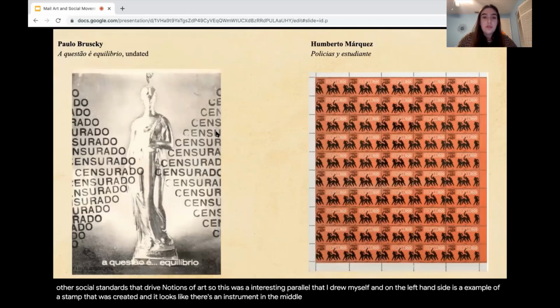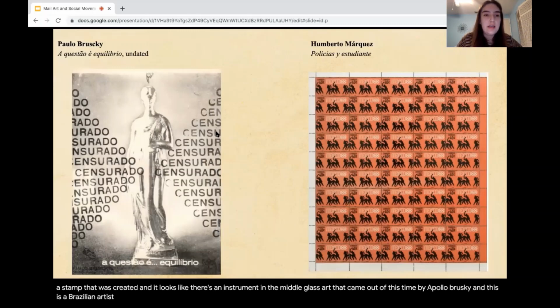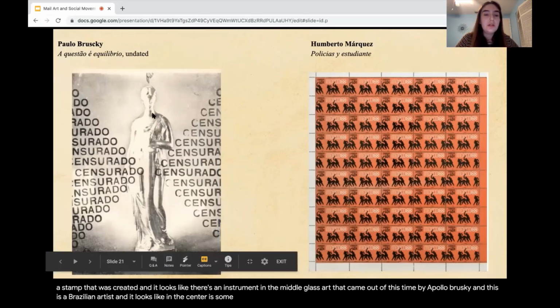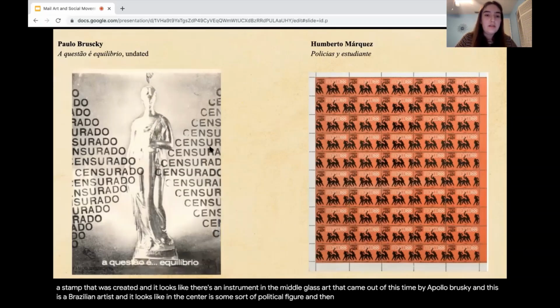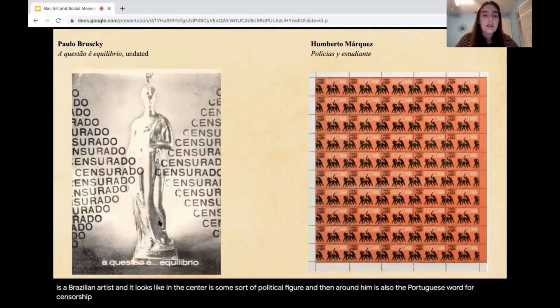Some other examples of art that came out of this time: by Paulo Brusky, a Brazilian artist, and it looks like in the center is some sort of political figure, and then around him is also the Portuguese word for censorship. And at the bottom, there's a quote in Portuguese that says, "A questão é equilíbrio," and I believe that translates to the question is equality.